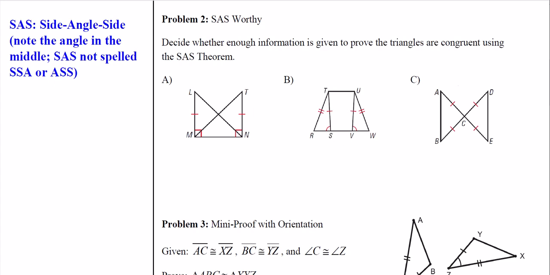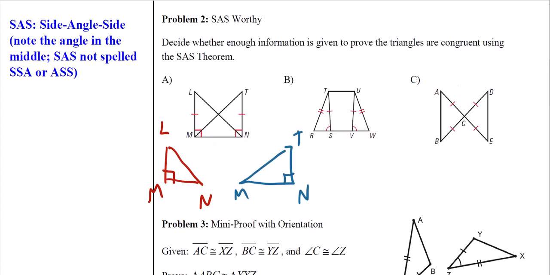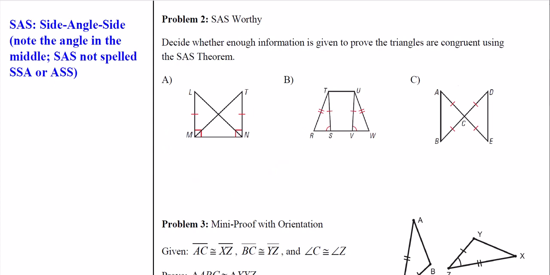So if we want to decide for problem 2 if we can use SAS, in other words, we need to find a pair of sides and another pair of sides, and then the angle in between those sides, the included angle. If we look at A, for example, and you might have a hard time seeing what's going on here, but if you take this triangle right here and separate it from this triangle right here, we get this drawing. And if it helps you to separate it, that's cool. But I'm going to refer to the original drawing because it's beneficial.